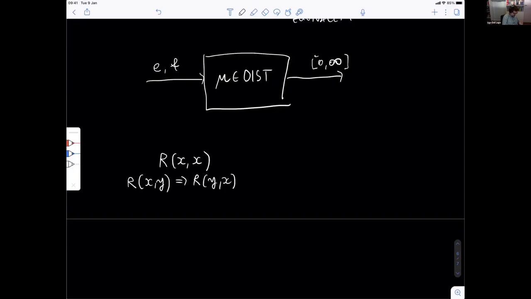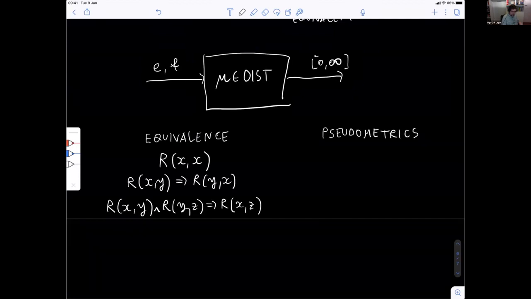And we also want R X Y and R Y Z to imply R X Z. And that's for equivalences. And this has a very pleasing correspondence for distances, which are just the axioms for pseudometrics. In particular, you would like mu X X to be greater or equal to zero, not necessarily zero.